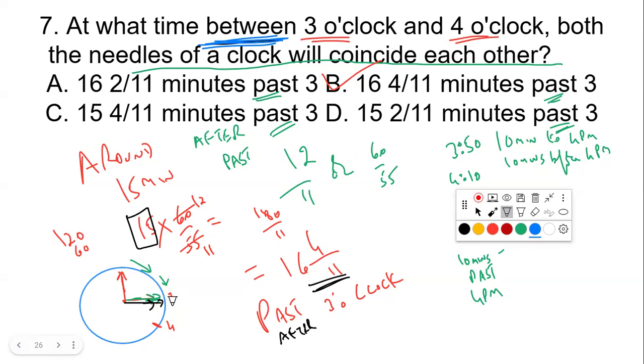It happens only once. Say at 4 o'clock, when I ask you between 4 and 5, again you can calculate the coincidence like that: 20 minutes into 60 by 55. That will give you the answer between 4 and 5.